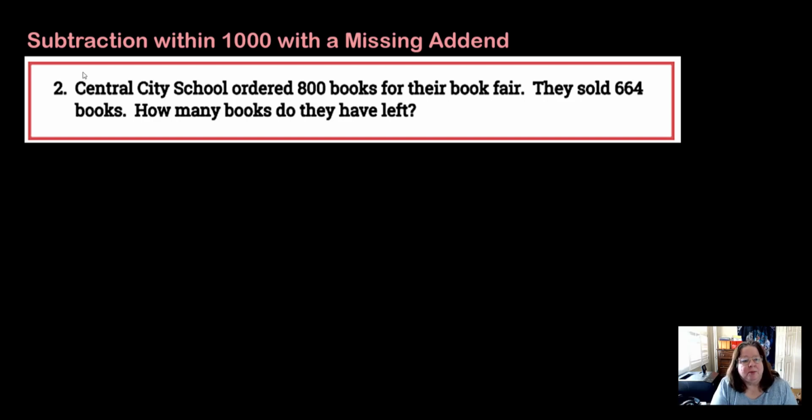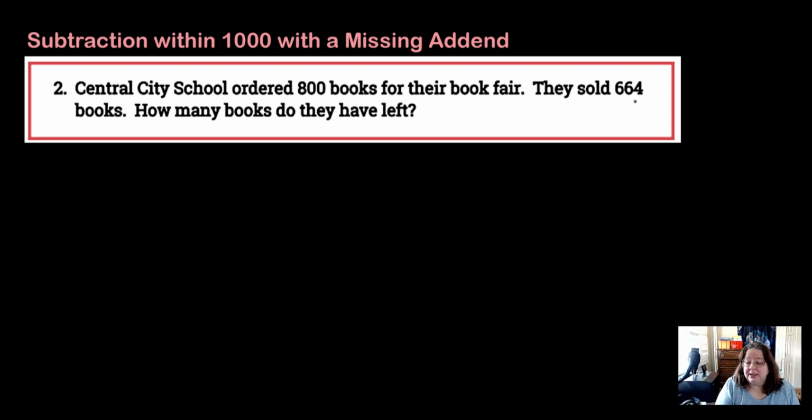Let's look at some subtraction within 1000 with the missing addend type problems. This is from Unit 1, Lesson 8, but these principles and these steps for solving problems will work no matter what curriculum you're using. So let's begin. The Central City School ordered 800 books for their book fair.